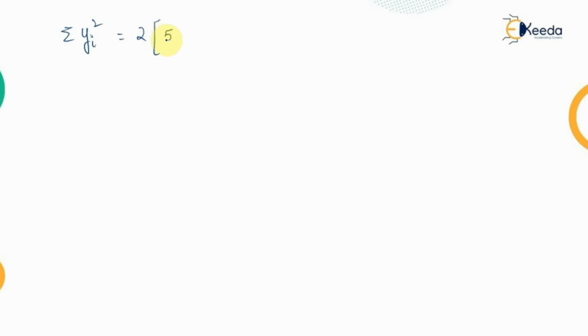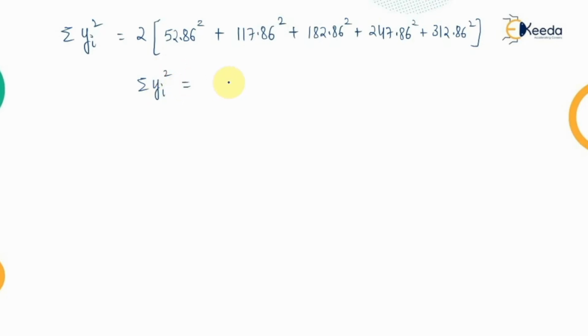So the first value that we are getting, that is 52.86, its square, plus the next value that we will be getting, that is 117.86, that is simply adding the 65 value. The next value is 182.86, its square, plus 247.86, its square, plus next value will be 312.86, its square. From here, if we do the calculation, the value of summation yi square comes out to be equal to 418,877.6 square millimeter.